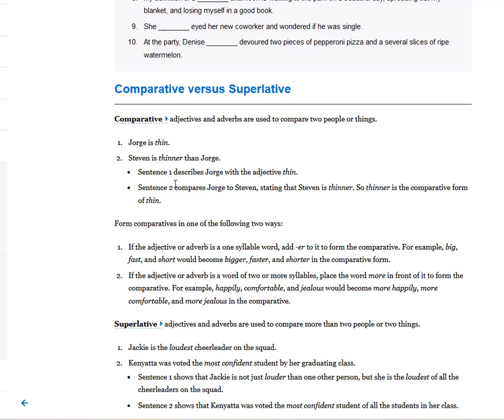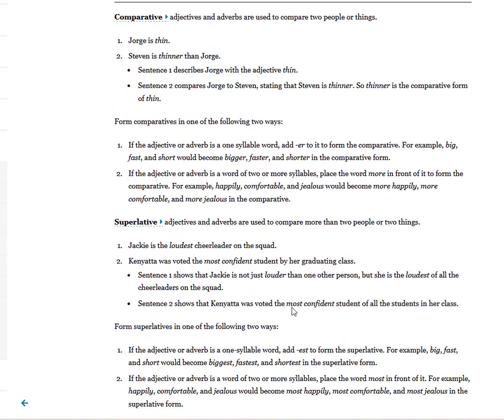So form comparatives in one of the following ways. If the adjective or adverb is a one-syllable word, add er to it to form the comparative. For example, big, fast, short would become bigger, faster, and shorter in the comparative form. If the adjective or adverb is a word of 2 or more syllables, place the word more in front of it to form the comparative. For example, happily, comfortable, and jealous would become more happily, more comfortable, and more jealous in the comparative.